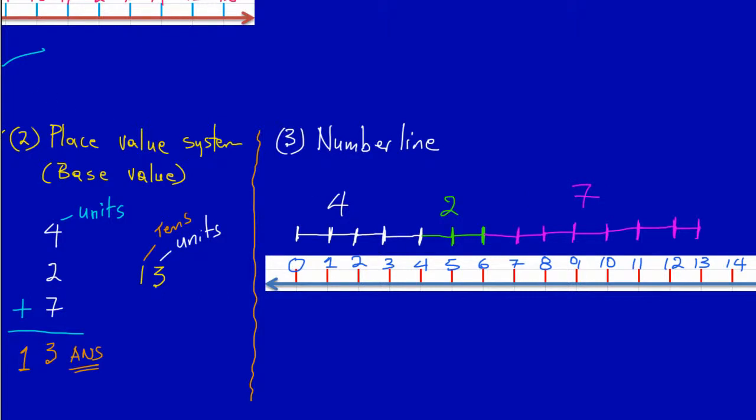So we can therefore say that 4 plus 2 plus 7 would give us our answer here. If you notice where we stopped after we have moved all of the units, the 4 plus the 2 plus the 7, we stopped at 13. So that simply means that 13 would be my answer. And it's that easy.